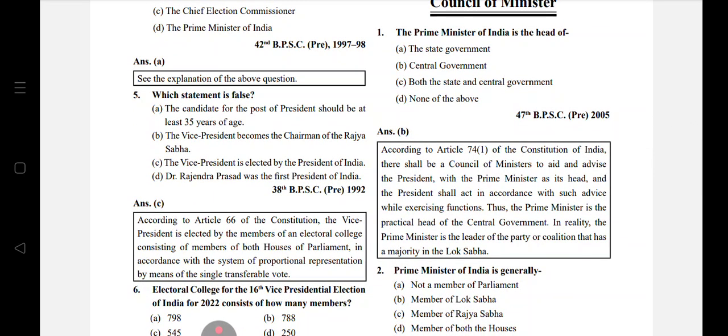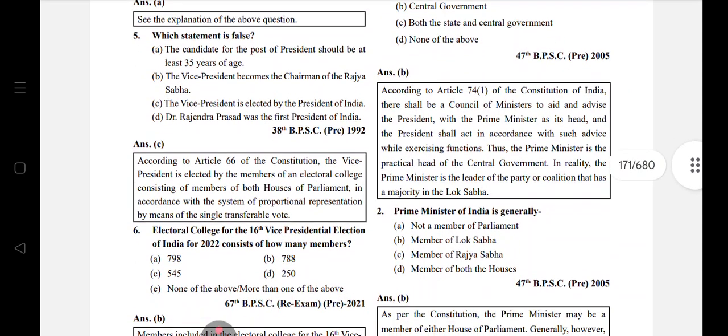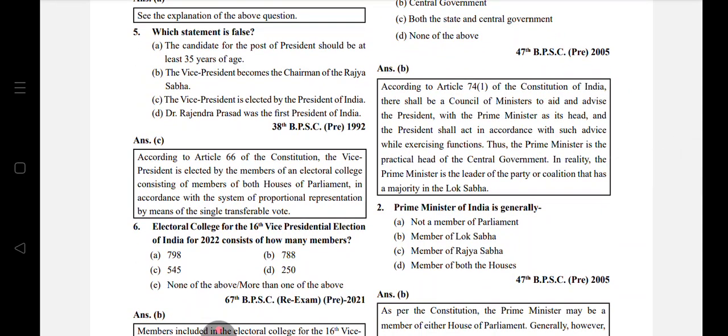Vice President is elected by the members of an electoral college consisting of members of both Houses of Parliament in accordance with the system of proportional representation by single transferable vote. Electoral college of the 16th Vice Presidential election of India 2022 consists of how many members?